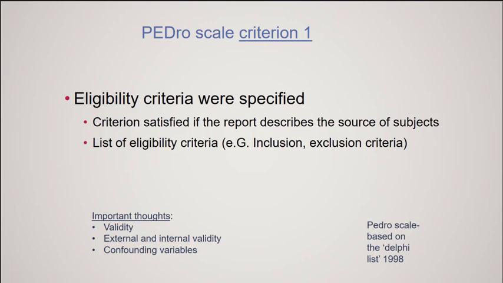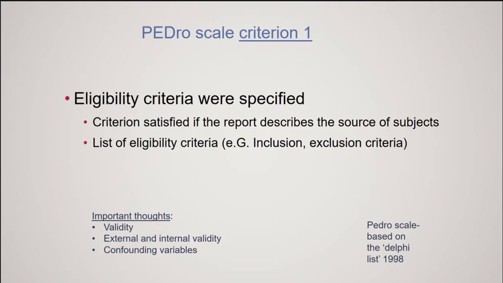So now that you know the difference between external and internal validity, the next question is, does the inclusion of criterion 1 of the Pedro scale influence external validity or internal validity of the trial? Or do you think it's both? Well, this criterion influences external validity, not internal validity of the trial. So it tells us the extent to which the results of the study can be generalized to other situations and other people, rather than telling us how well the study was done.